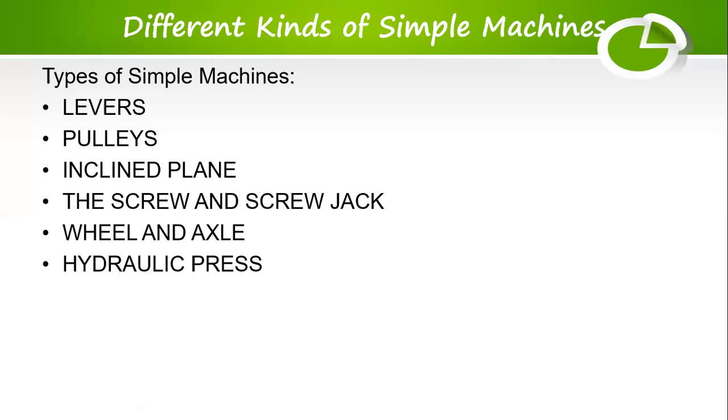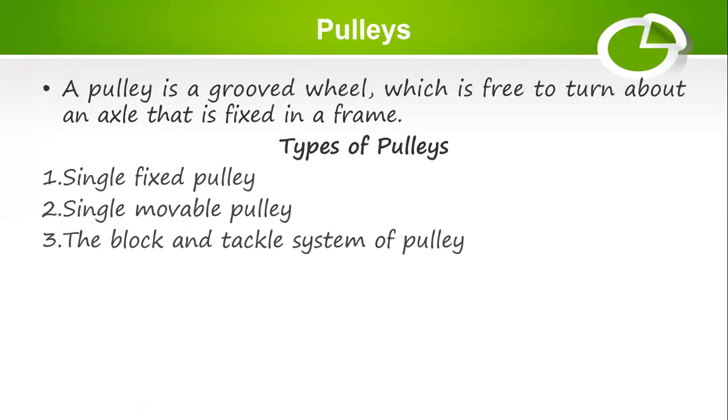So today let's discuss the pulleys. A pulley is a grooved wheel which is free to turn about an axle that is fixed in a frame. So that's the definition of a pulley. This is a simple machine having a grooved wheel which is free to turn about the axle. The axle is like a fixed point in a frame.